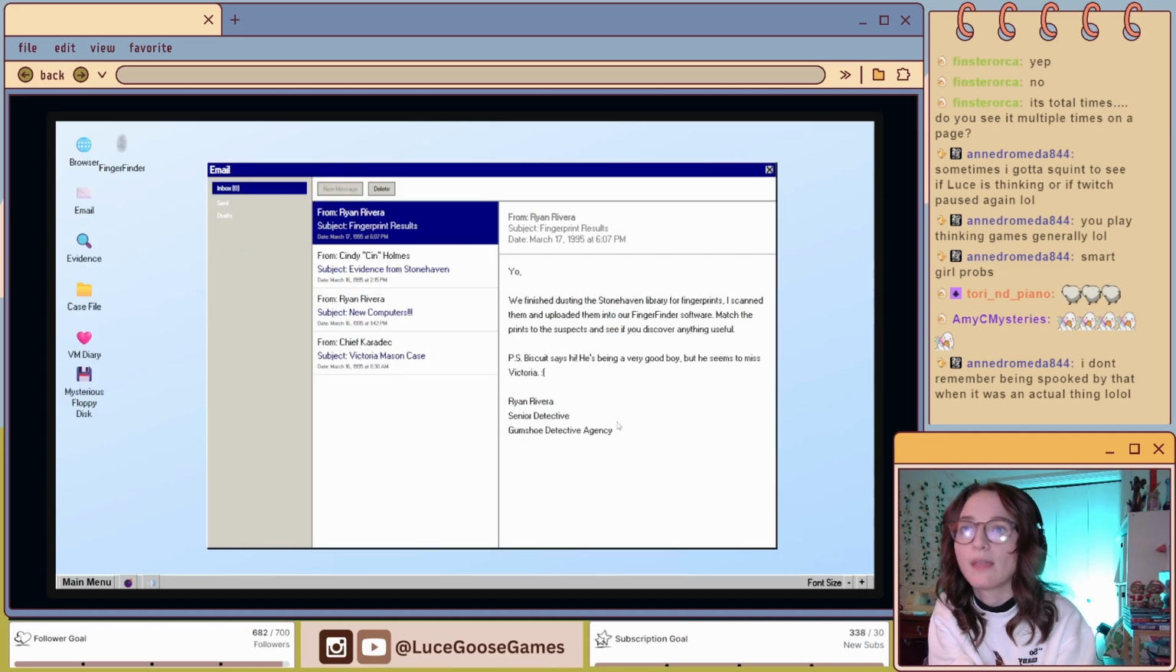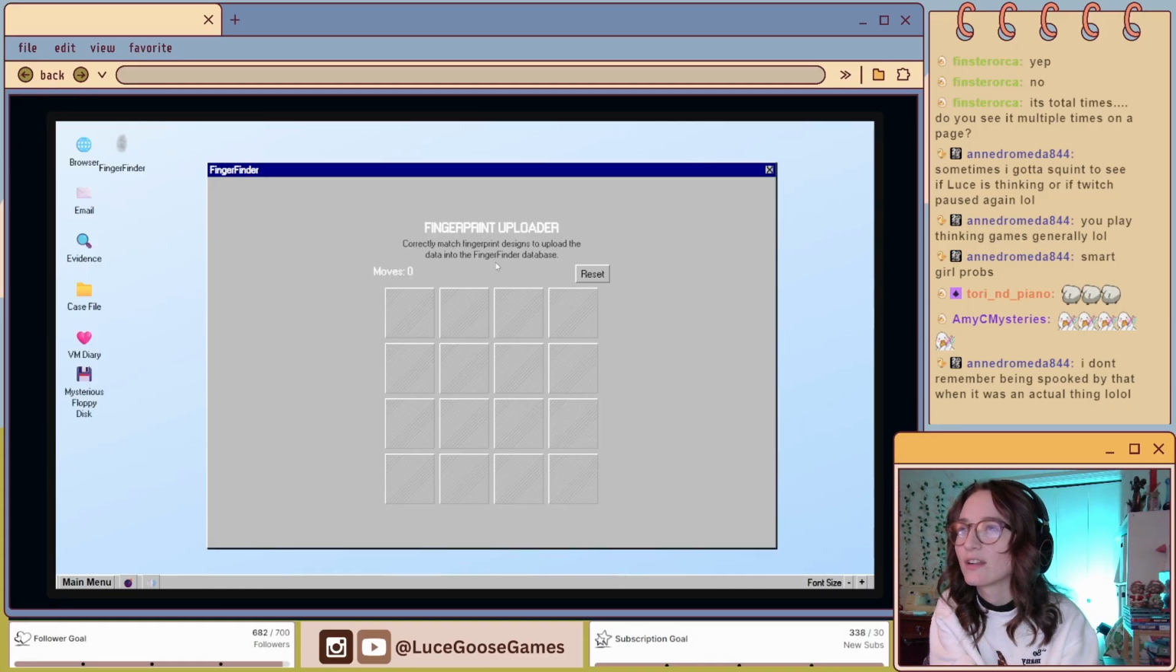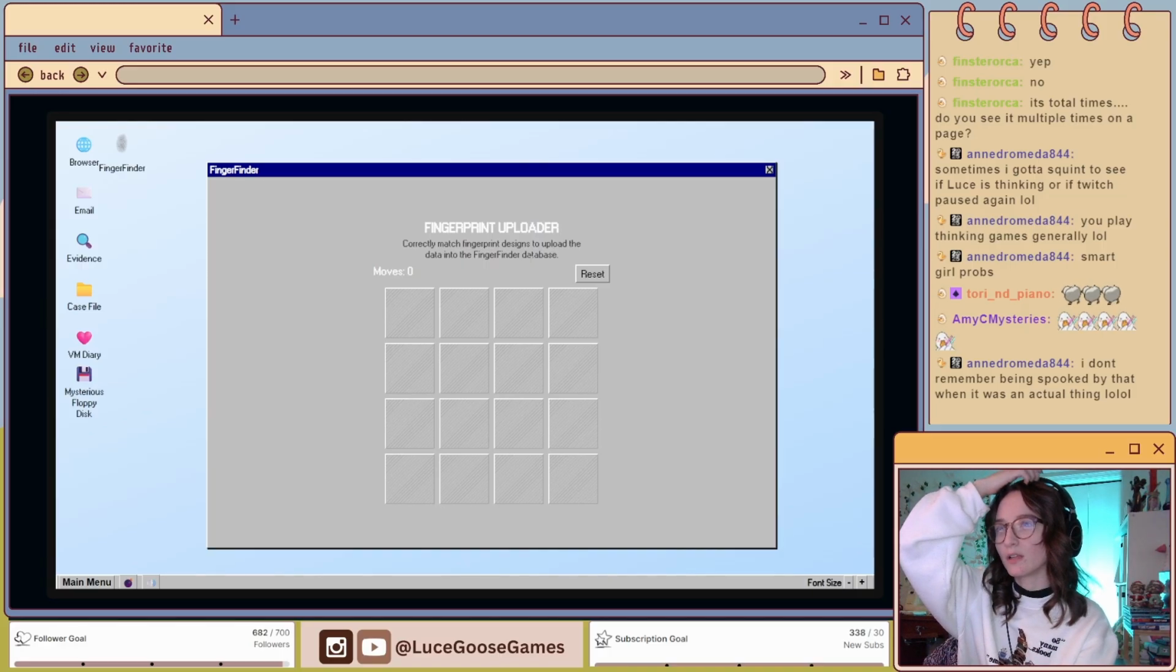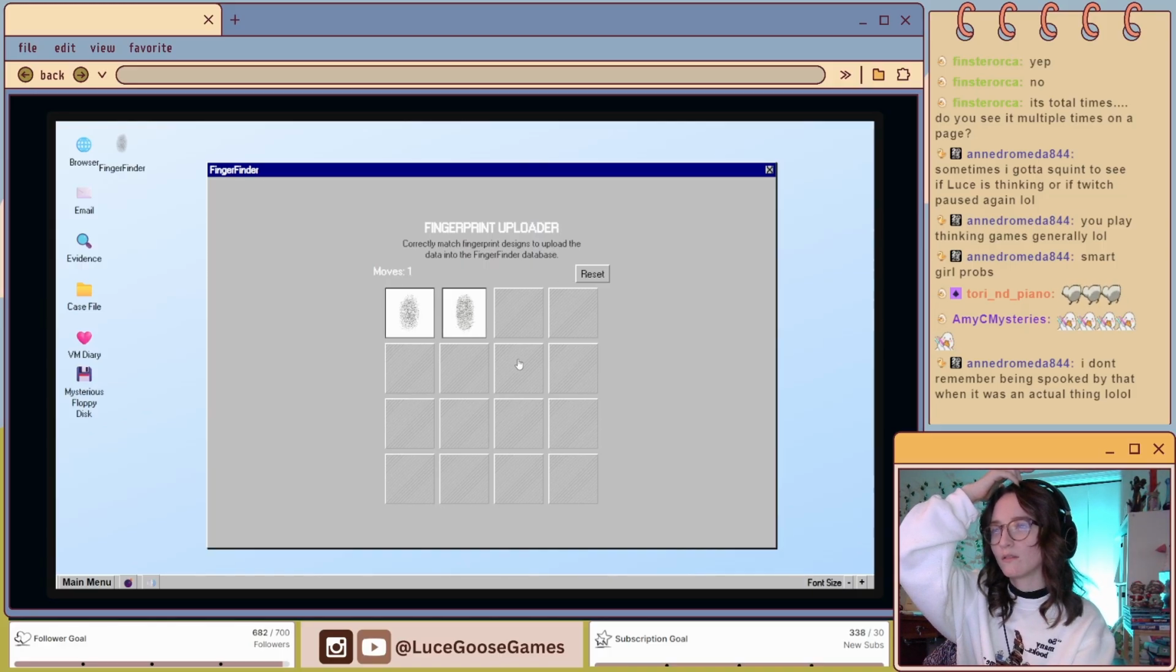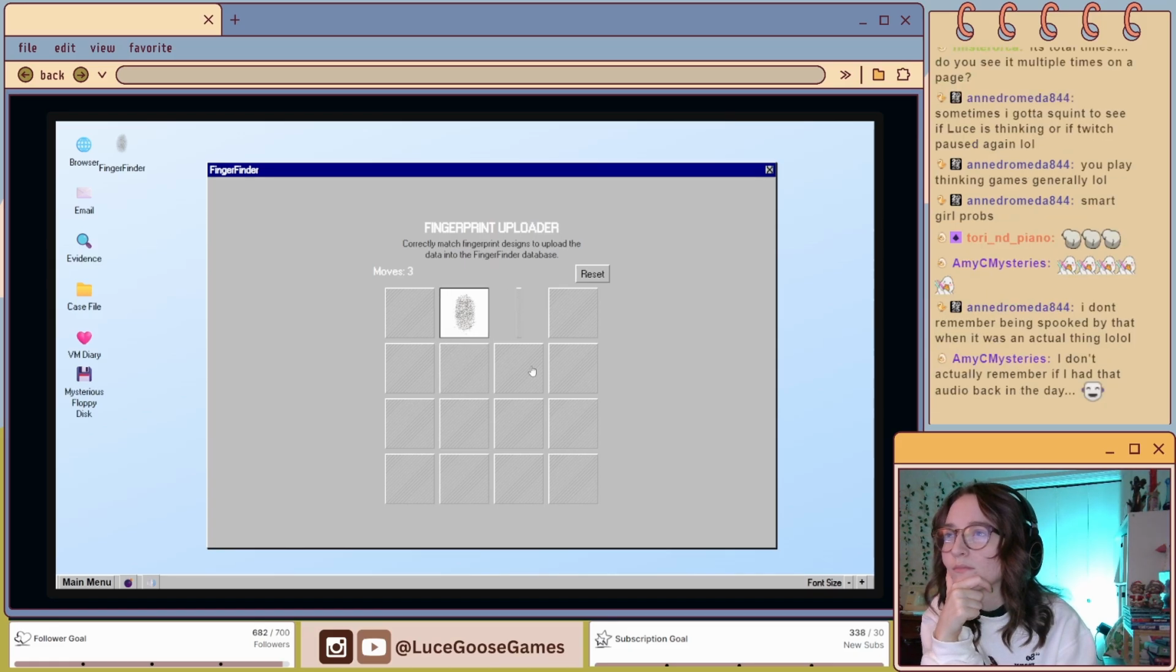Fingerprint results from the library. Biscuit says hi. He's being a very good boy, but he seems to miss Victoria. Oh, we're in like a totally different day now. That's funny. Okay, correctly match fingerprint designs to upload. Literally just a matching game, except I'm blind, so that's gonna be tough.